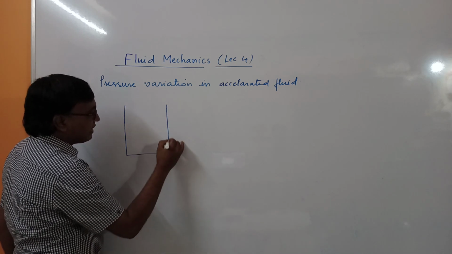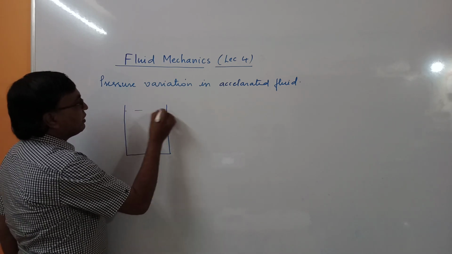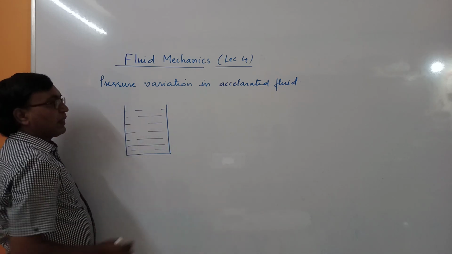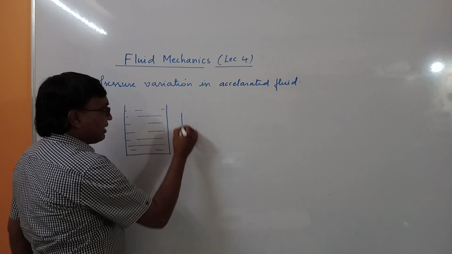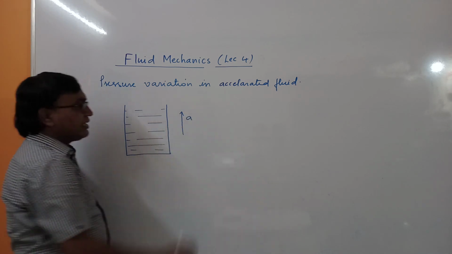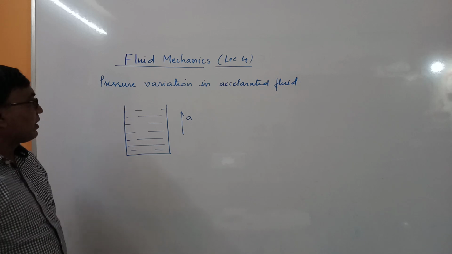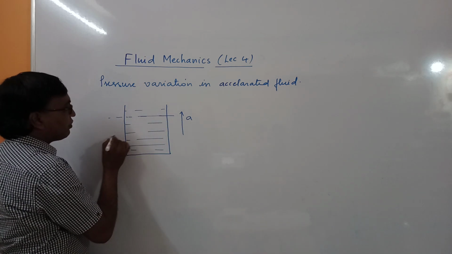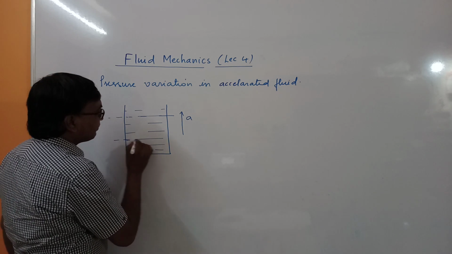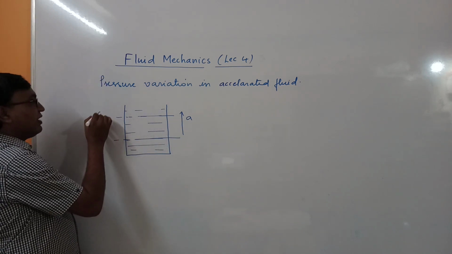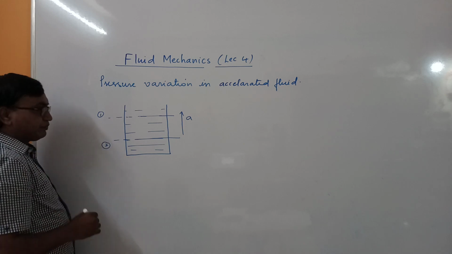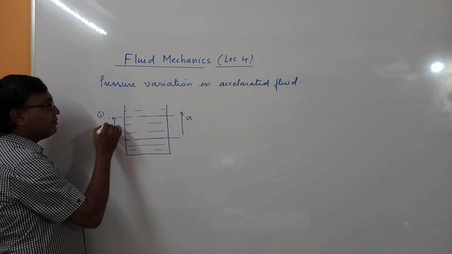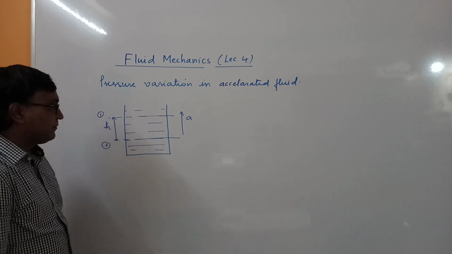So this is a container, a fluid in the container, and this whole container along with the fluid is accelerating with acceleration A. Now let us take two levels in this fluid. We want to find out the pressure difference. So this is level 1 and this is level 2. Let us assume the difference in height between these two levels to be h.